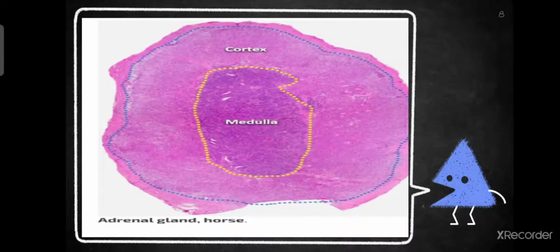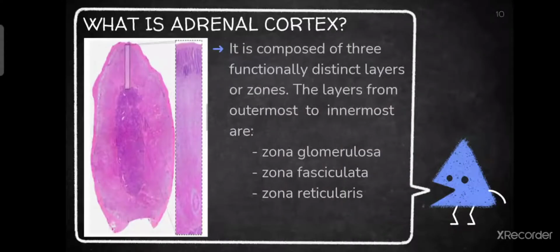This is an adrenal gland of a horse. It has two distinct regions apparent histologically. The outer region, the adrenal cortex, encircles the medulla. What is adrenal cortex? It is composed of three functionally distinct layers or zones. The layers from outermost to innermost are the zona glomerulosa, zona fasciculata, and lastly the zona reticularis.